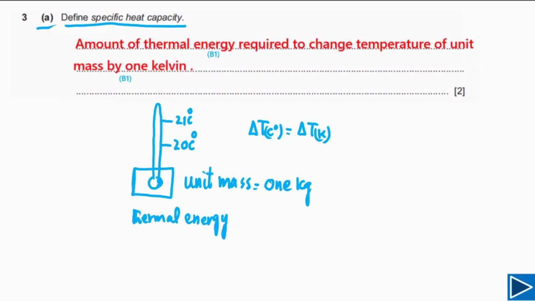So this is how you can write down a proper answer. This question has 2 marks. If you have mentioned the amount of thermal energy required, you will get 1 mark, and this is a B mark. And the second mark you will get if you have mentioned the change of temperature of unit mass by 1 Kelvin or by 1 degree Celsius, you will get the second mark. And this question has 2 marks.